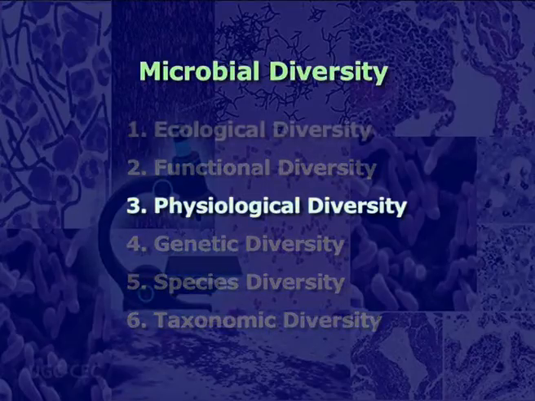Next is physiological diversity. It describes physiological functions of microbial population. This includes the physiological tolerance and preferences of microbes in terms of pH, temperature, salinity, nutritional versatility, etc.